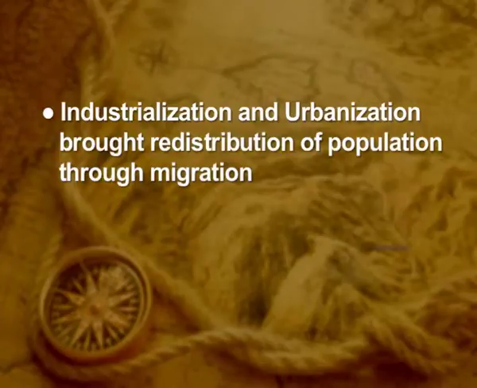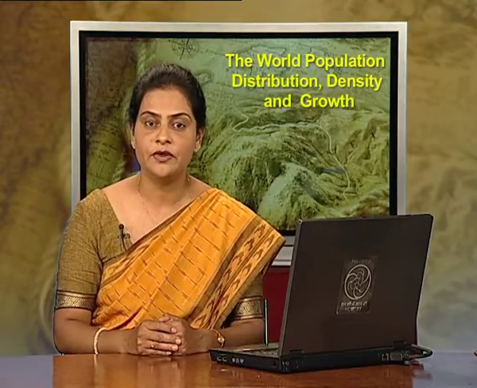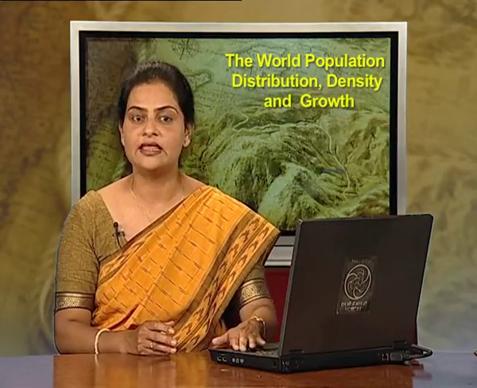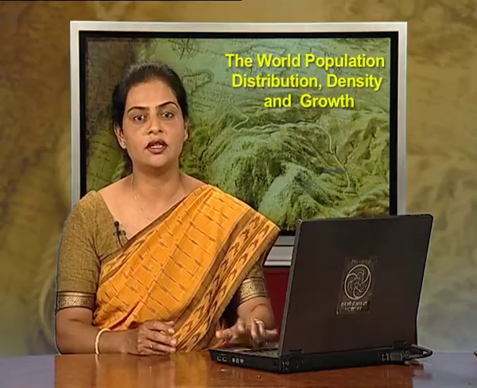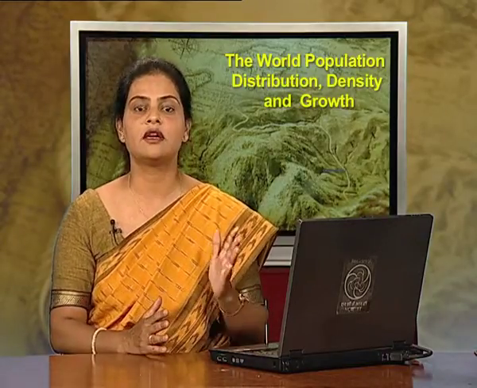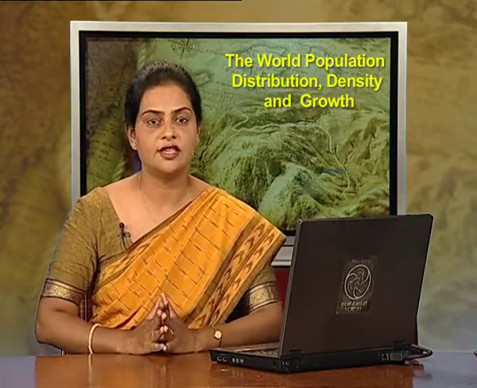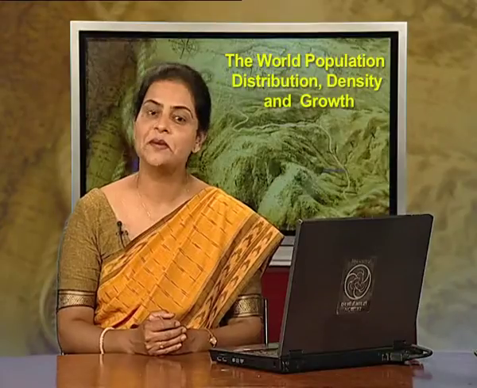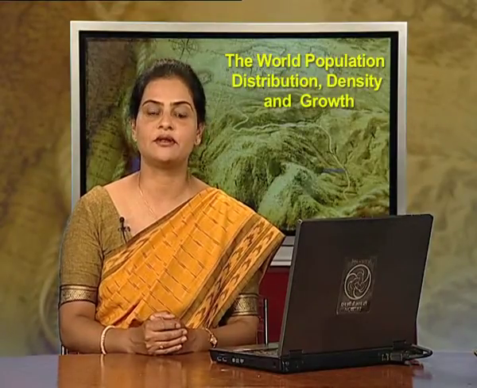Industrialization and urbanization brought redistribution of population through migration. Apparently, high economic activities attracted people, and these developed into industrial hubs. Commercial activities such as trade and transport networks have redistributed the population. With this development, megacities emerged.